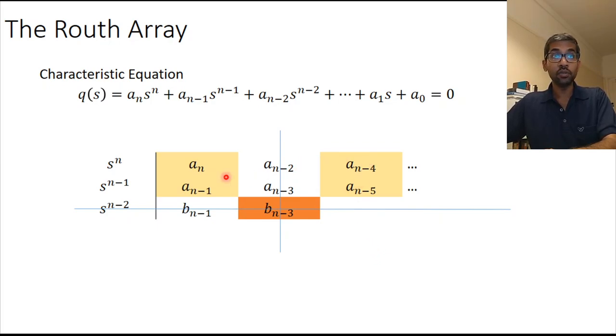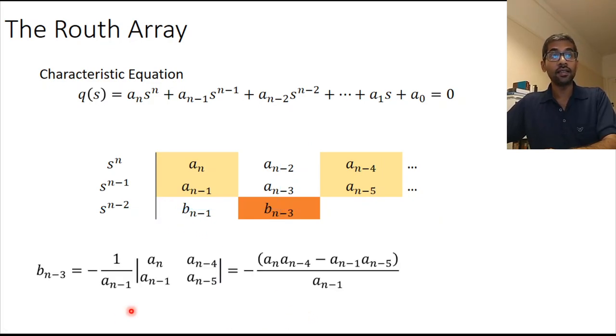So now you can use these 4 numbers to form the determinant. Okay, and of course the value of the determinant is going to be divided by a_{n-1}. So minus 1 over a_{n-1} and the determinant formed by these 4 numbers. Is that all right? So we do this over and over again. So let's take another example. Let's look at the number that goes here.